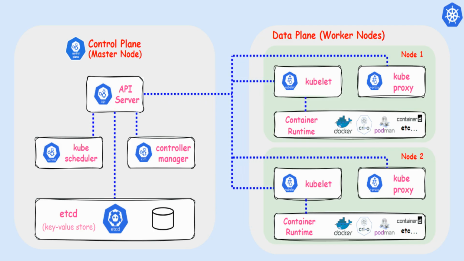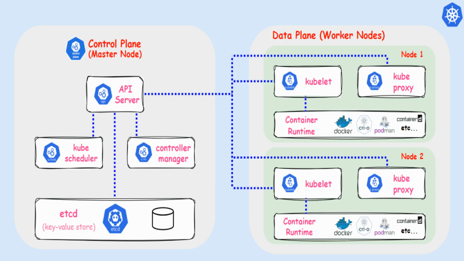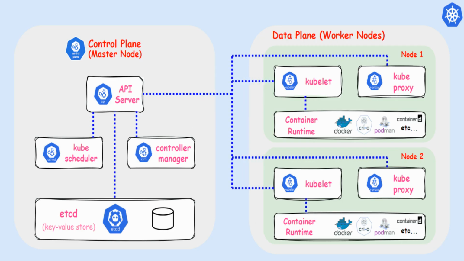And on each worker node, you have a few key components. There's the kubelet, which is like the organ function monitor. It makes sure that the pods on that node are running correctly and reports back to the control plane. So it's like the brain checking in to make sure the heart is beating properly.